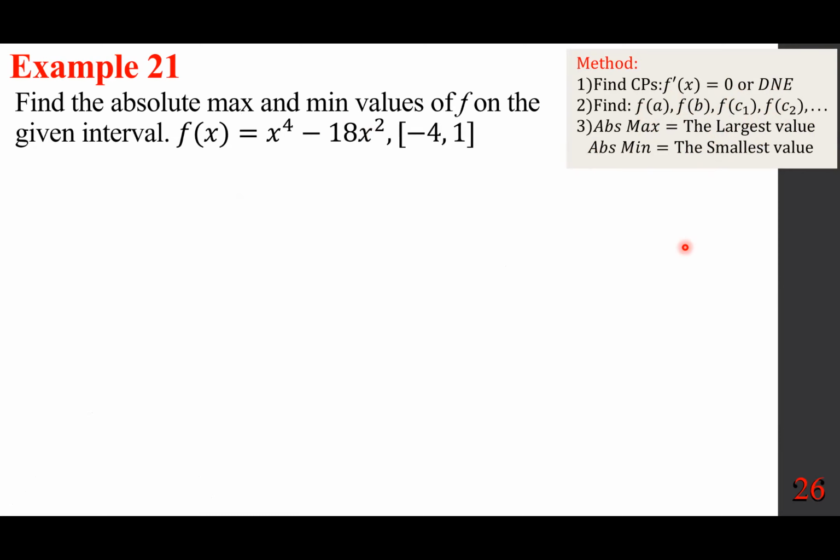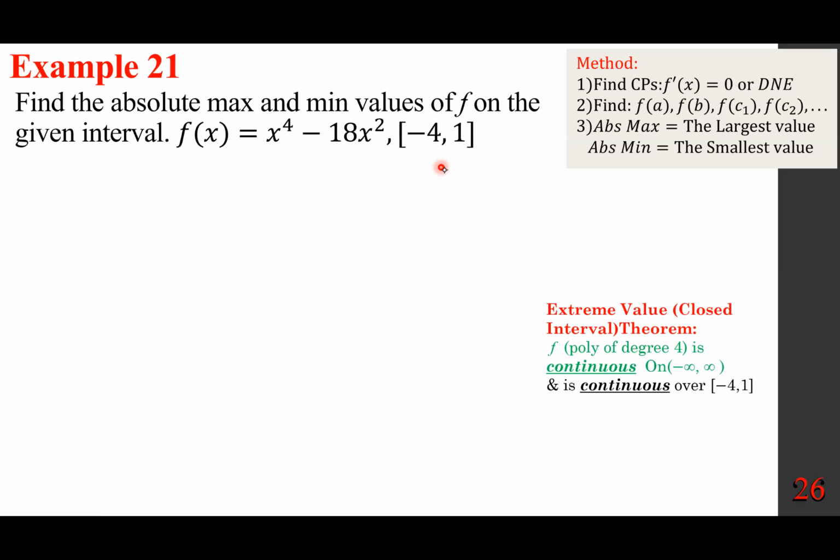So first and foremost, what type of a function is this? It's a polynomial of degree 4. The domain is all real numbers. That means it's continuous from negative to positive infinity. That makes it continuous in the given interval of -4 to 1.